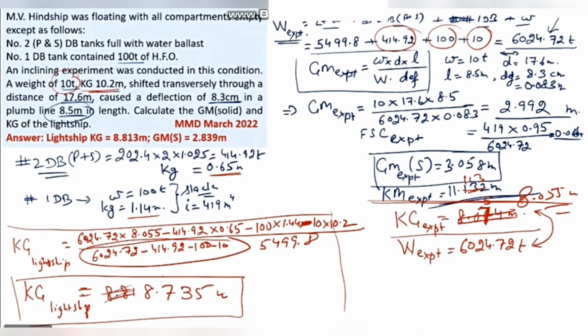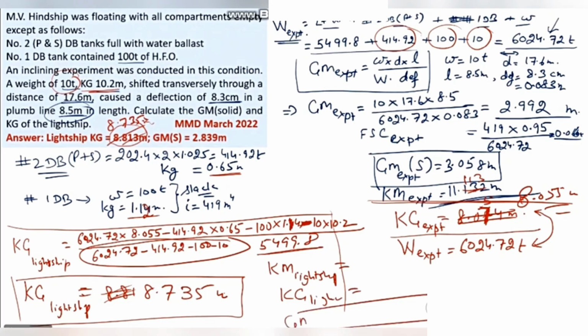Whatever it is coming, if they are not matching, then you're making mistakes in calculation only, right? My answer that I have put from the last batch is 8.813. You'll pick up the KM from the hydrostatic particulars, beta, light ship KM, and from there you'll subtract the light ship KG, and you'll get the GM solid. This will be GM solid of 2.916. Then this is the answer. Check for any mistakes. If there are no mistakes, then these will be the answers.